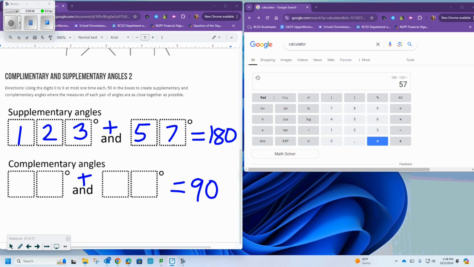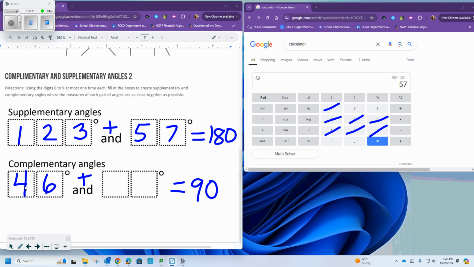All right. Now, though, I can't use 1, 2, 3, 5, or 7. Okay, so the next one I'm seeing there is a 4. So I'm going to go ahead and use the 4. What if I put a 4 here and then a 6? Okay, I'm going to use 46.